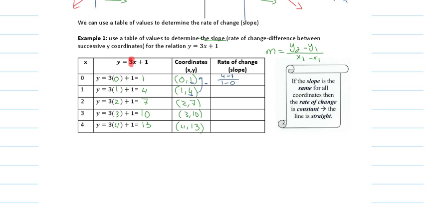Okay? So that's going to be 4 minus 1 is 3. 1 take away 0, that's 1. So what's 3 over 1? Just 3.